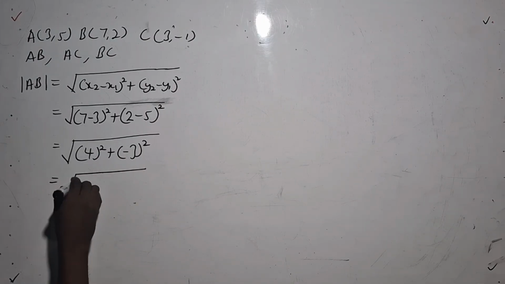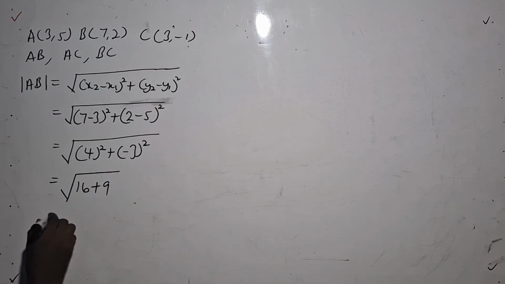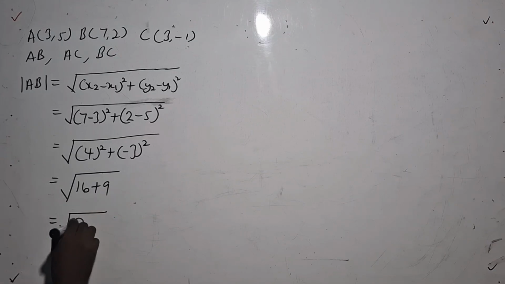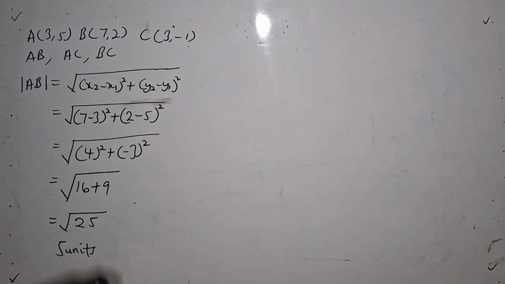So 4 squared will give me 16, -3 squared will give me 9. So 16 plus 9 will give me what? 25. So the square root of 25 has given me 5 units, or 5. This is the AB, has given me 5. Now let's go to the BC.